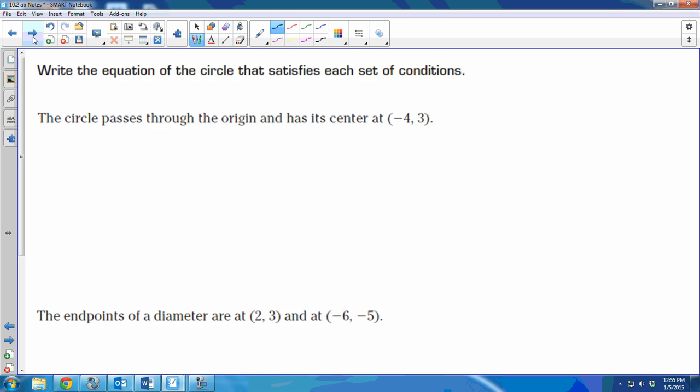So, for example, the circle passes through the origin. What does that mean? And has its center at negative 4, 3. So I know the center, I know H, K, but what am I missing? The radius. Now, if you graph this, you don't get a pretty horizontal or vertical line. It's going to be at a slope, so you can't just count. So how can we figure out what the radius is?